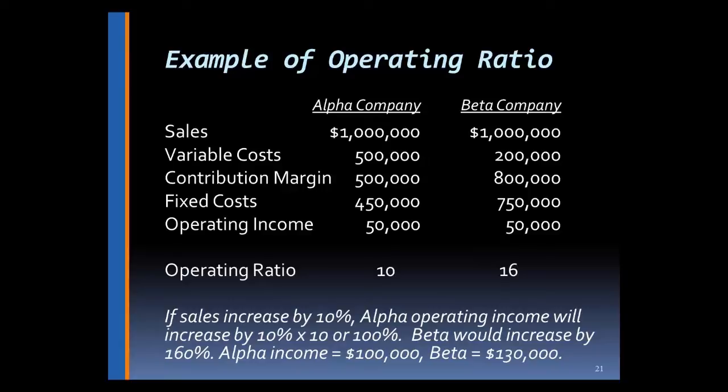Now, if sales drop, just the opposite is going to occur. Alpha sales, if they went down by, let's say, 10%, then their operating income would be zero. If Beta's went down by 10%, they would be in a $30,000 loss. So think back to the teeter-totter example I showed you earlier.